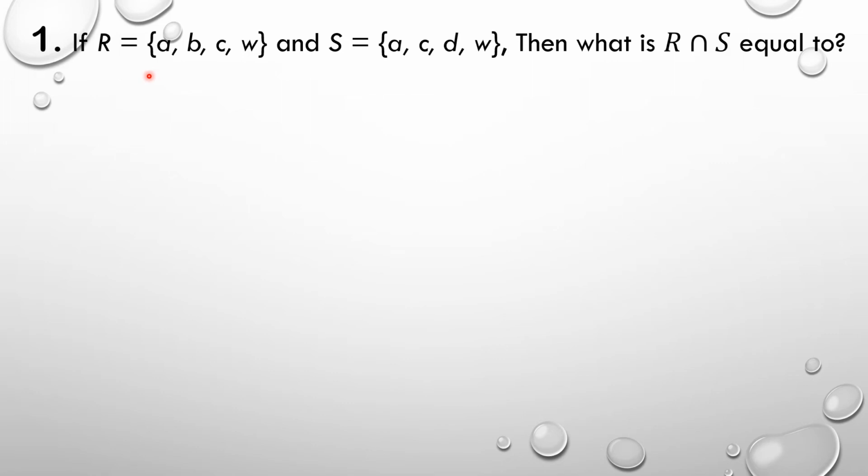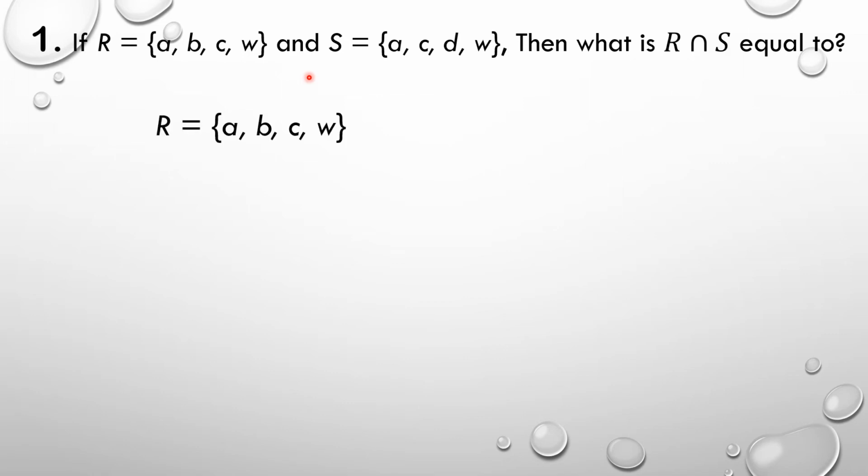Number 1, if R is the set with elements A, B, C, W, and S is the set with elements A, C, D, W, then what is R intersection S equal to? By definition, we know that the intersection of two sets is a set whose elements are common to the two given sets.